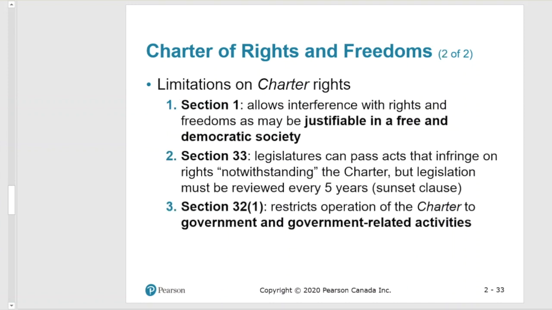But before we look at those details, we need to understand that the charter has some limitations. The first one is the one I just said. Section 32.1 says that the charter is only applicable to governmental or government-related activities. The other important limitation is in section 1. Section 1 says that, yes, sometimes governments can abuse our rights and freedoms, as long as those abuses can be justifiable in a free and democratic society.